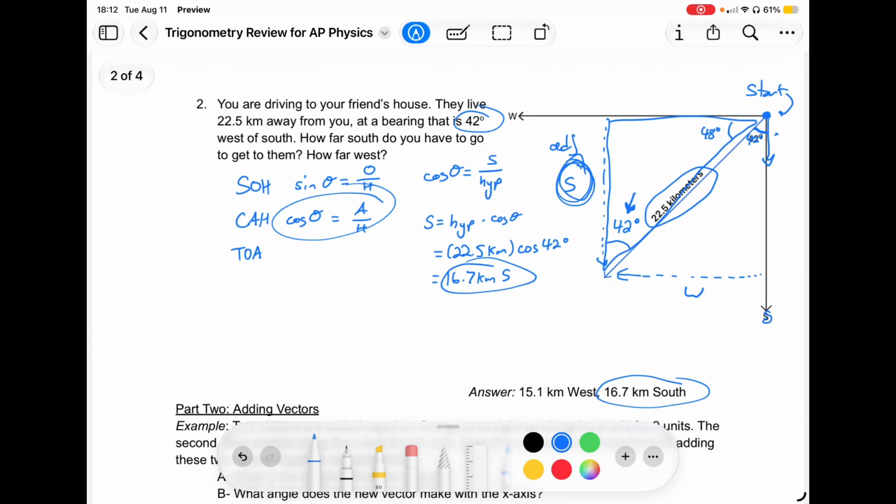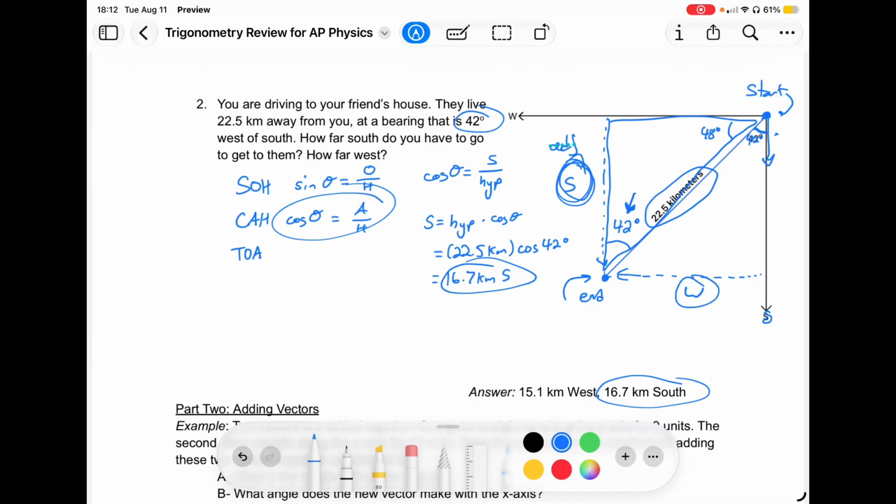So we went in a southward direction. That's our southward distance, so that is how far down we went south from our original starting point to get to our end point right here. Now let's find our western side.